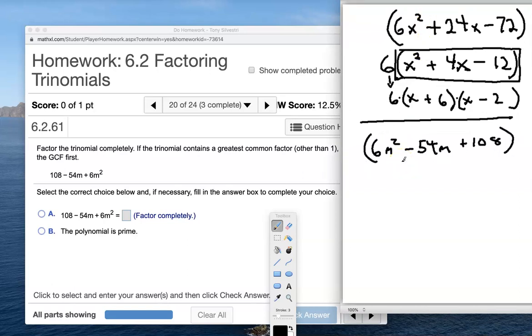Geez, the only problems I know how to do is if we have a plain x squared. 6m squared is not a plain x squared. So chances are you can probably pull out a 6. They love that number 6 in this chapter, huh?